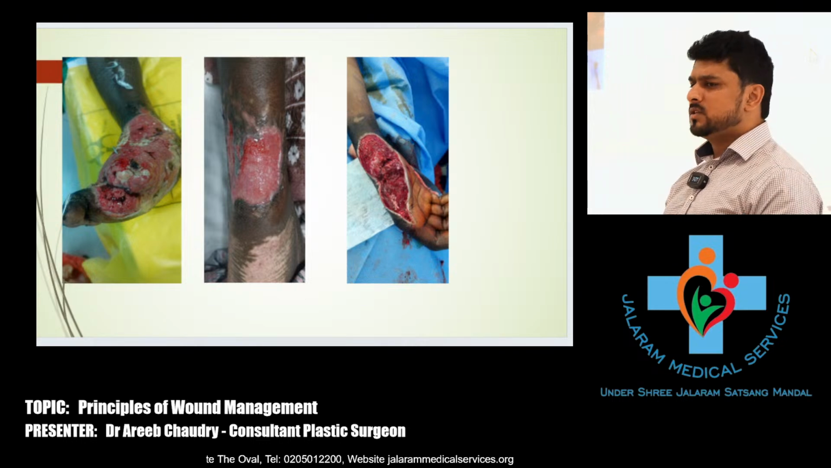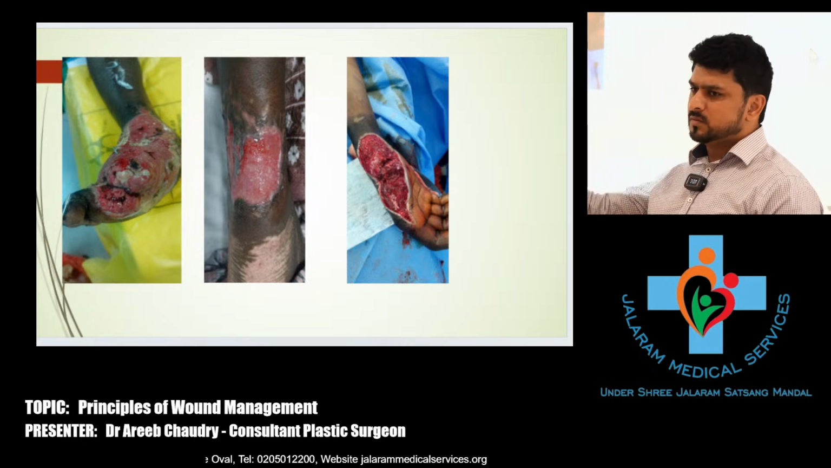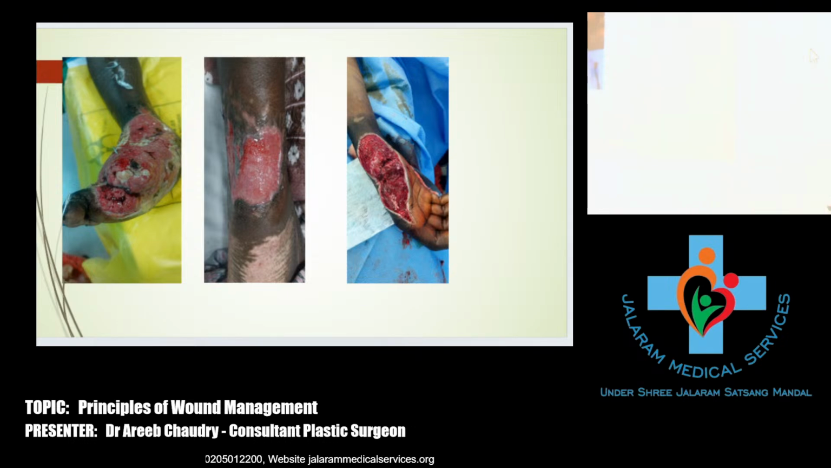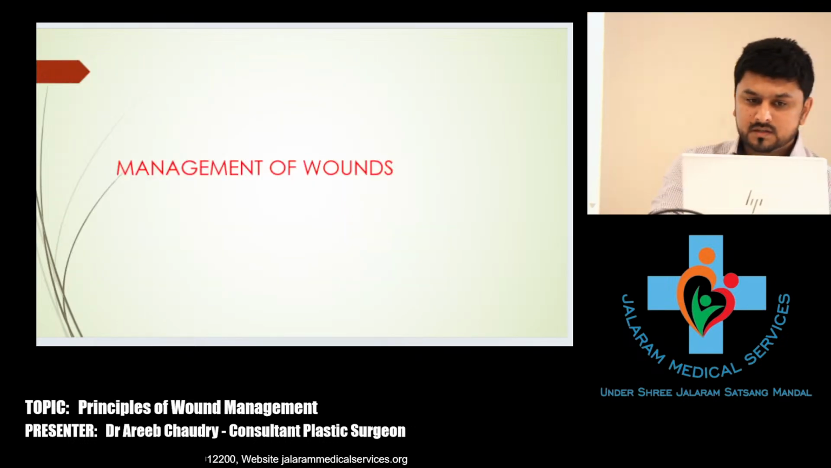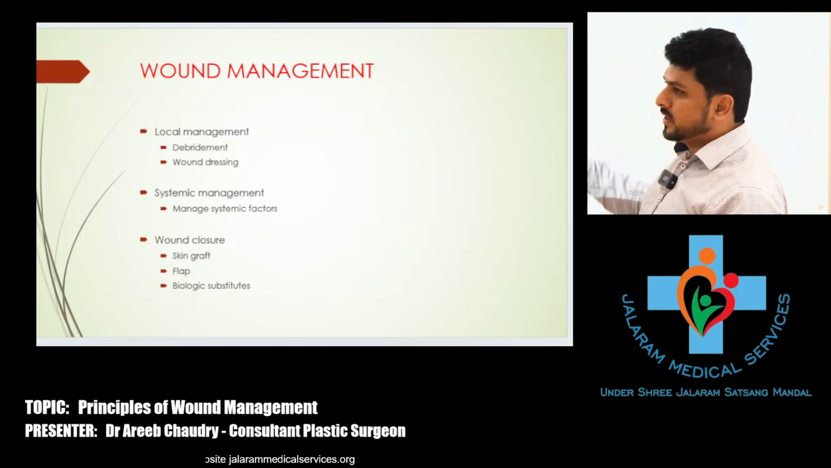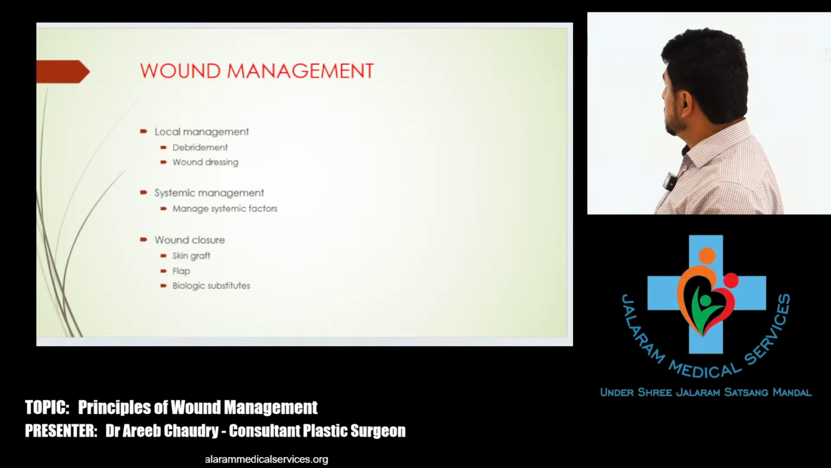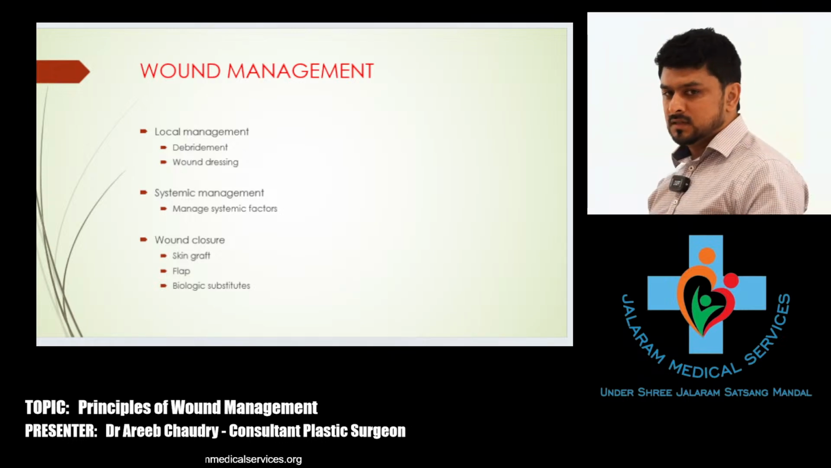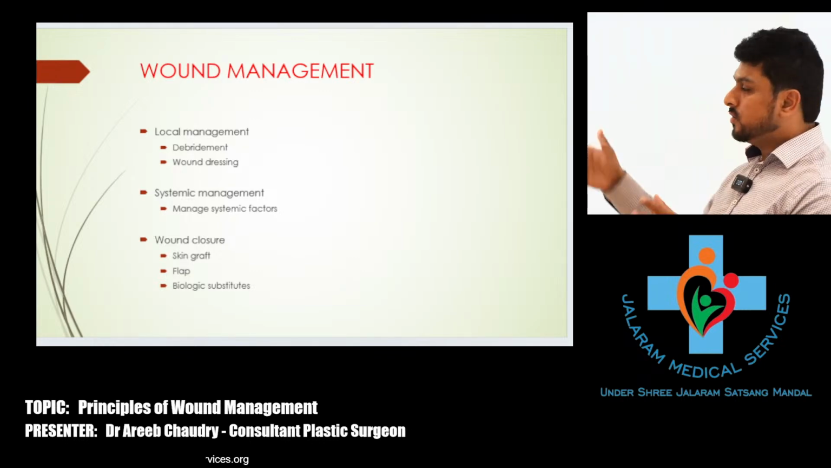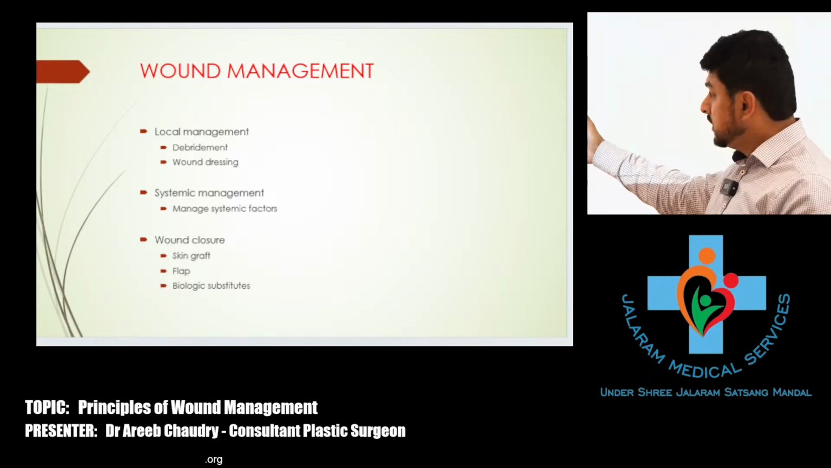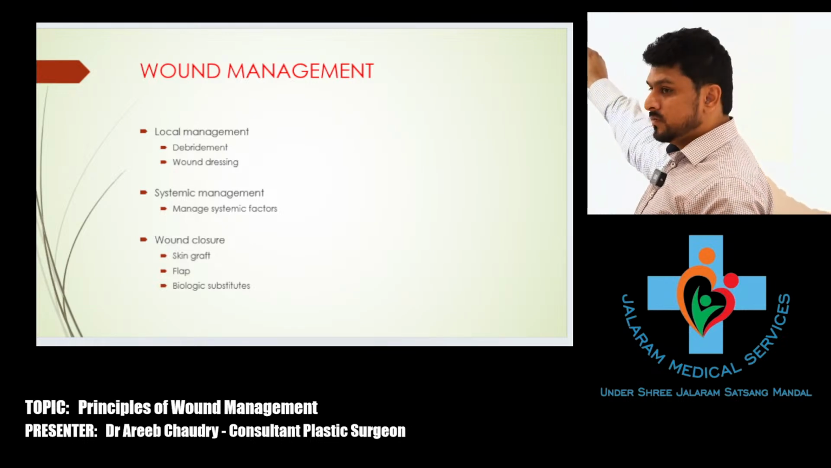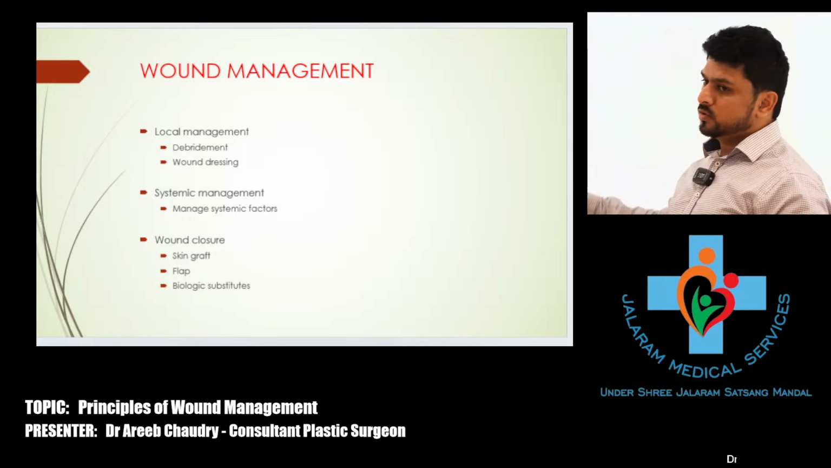If that layer is there, no matter which dressing you use, the most expensive to the least expensive, is not going to help. Okay. So how do we manage these wounds? So this is how I usually just categorize wound management. So once you know what it is, and we have gone through the steps of examining, taking a history, and now you know that this wound is ABC, you have local management of the wound, systemic management of the wound, and then wound closure.